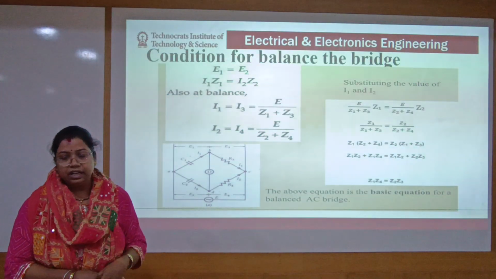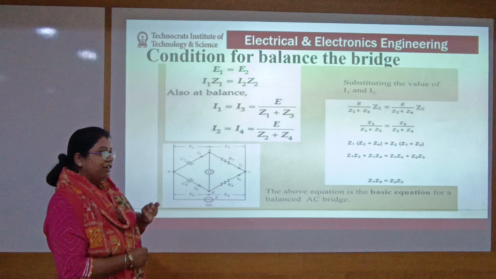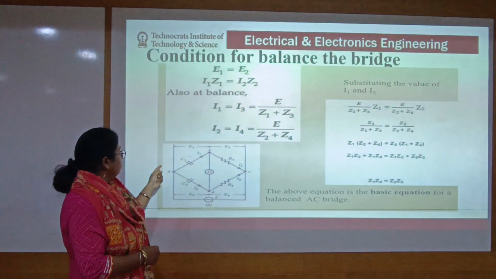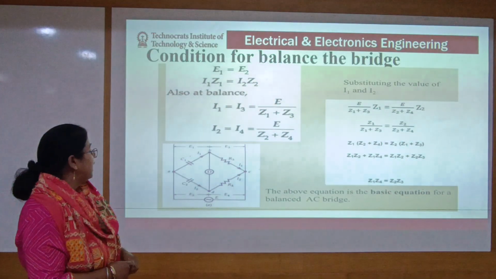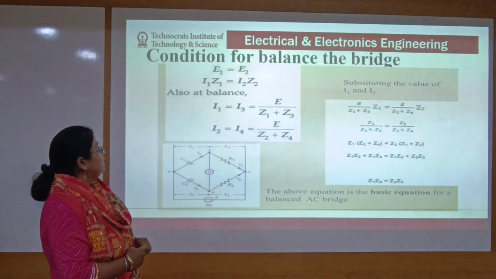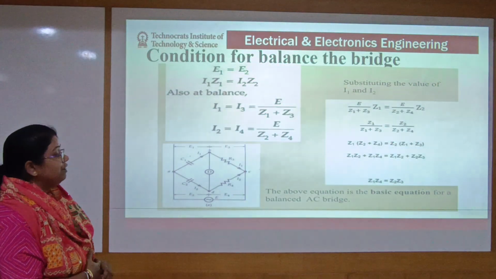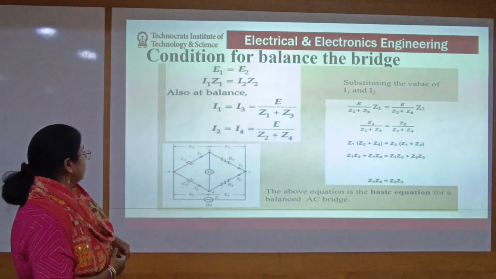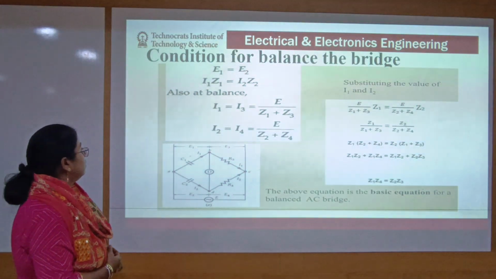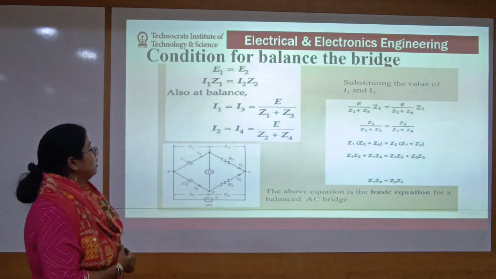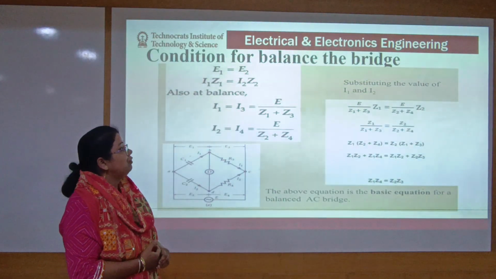Under the balancing condition the detector gives null deflection, so the current flowing through branches AB and BC is the same. That means I1 equals I3, and I1 equals E upon Z1 plus Z3. Similarly, under the balancing condition I2 equals I4, which means I2 equals E upon Z2 plus Z4.